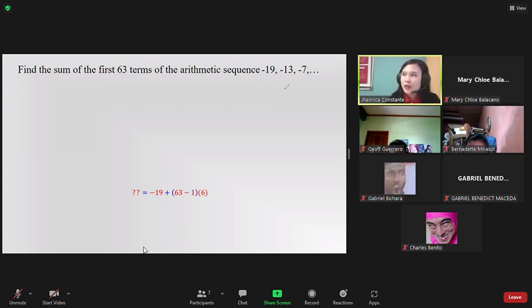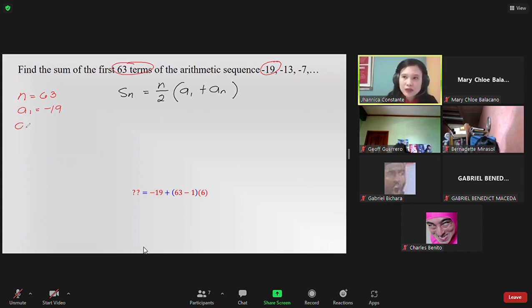Given the formula that we have for the sum of the sequence, which is Sn equals n divided by 2 multiplied to the sum of the first term plus the nth term, we need to have the value for n. The value of n in the problem that we have is 63, since that is the number of terms that we are going to solve. So n is equal to 63. Our first term is equal to negative 19, which is here in our sequence.